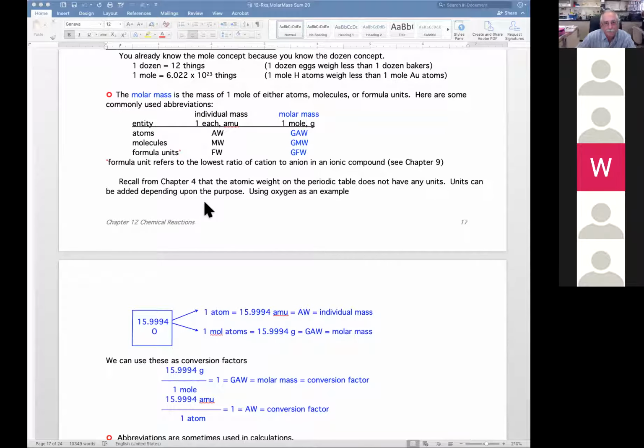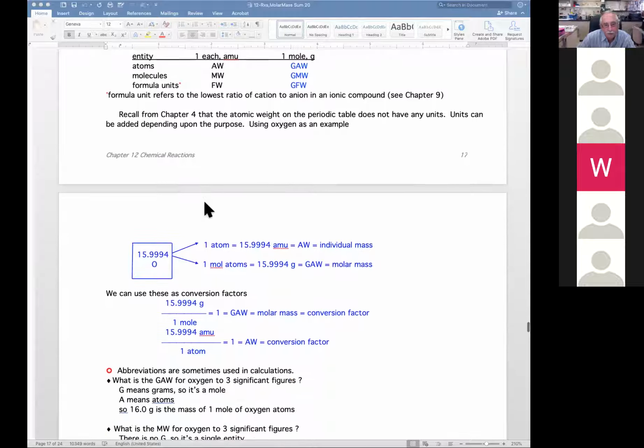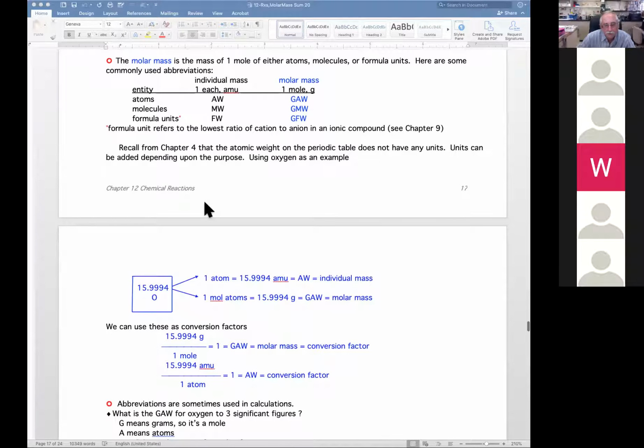Weight. Here's the reason why we use weight and not mass. The number on the periodic table has no units, so we call it a weight. Now, I can apply units to it. If I use atomic mass units, 1 atom of oxygen is going to weigh 15.9994 atomic mass units. That's called the atomic weight. That's the weight of an individual atom.